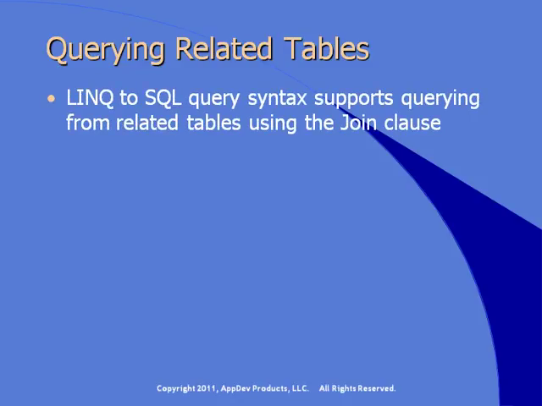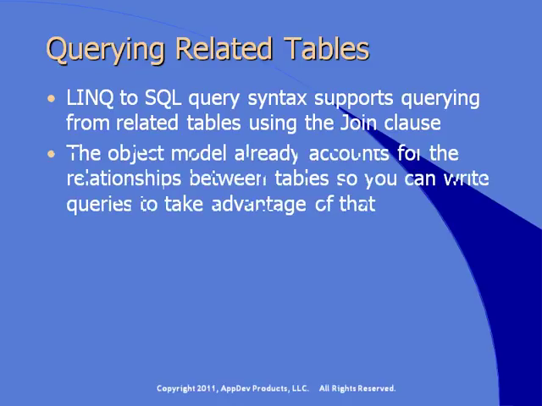Now, LINQ to SQL supports querying from related tables using the join clause. And if you've been querying SQL Server databases for a while, you're familiar with join. So for example, you join customers to orders where customer.customerID equals order.customerID. And that's pretty much the standard way we get information from multiple tables.